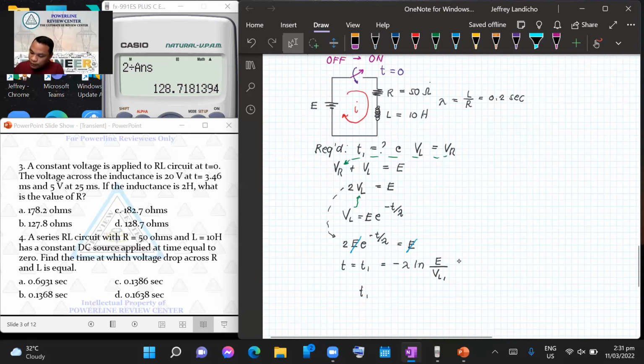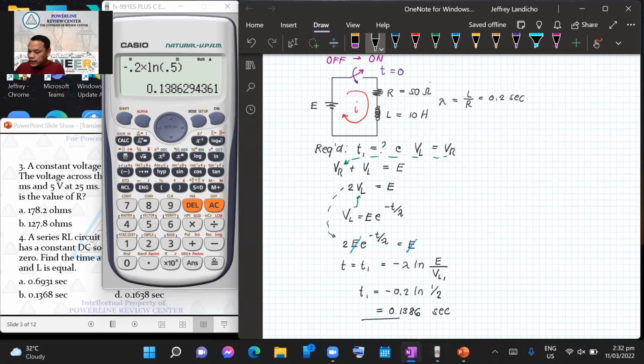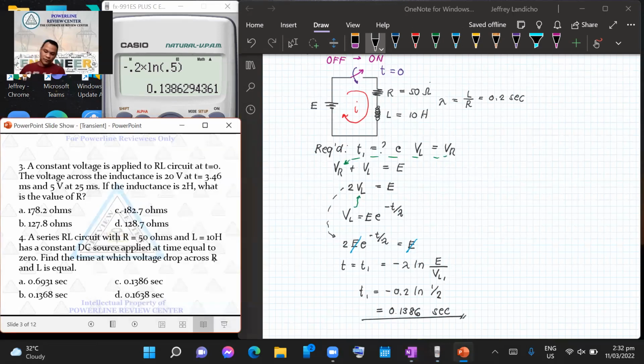So therefore, T sub 1 is equal to negative, ano yung lambda? Nakuha natin 0.2, log, ano source voltage? E over twice of B sub L. Kaya ano tira? This is simply 1 half. So we have now the final answer. So negative 0.2 times log of 0.5. So that would be the required time at which the voltage between these two parameters become equal. So you have 0.1386 seconds. That should be the answer.